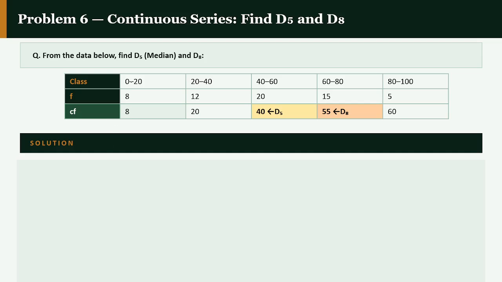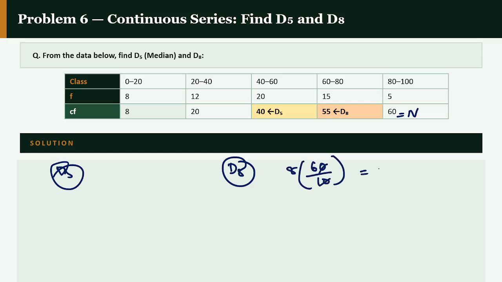Now let's calculate the D5 value and D8 for the given data below. D5 is nothing but median, and D8 I will calculate, you find the D5. For D8, and this is our n, it's 8 into 60 by 10. That's 48. So this will be our decile class.